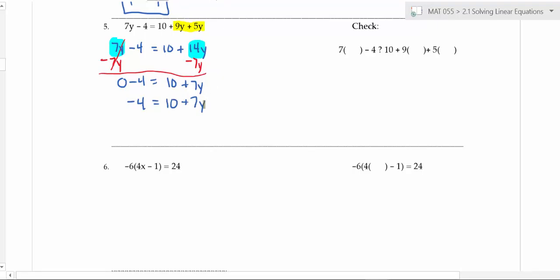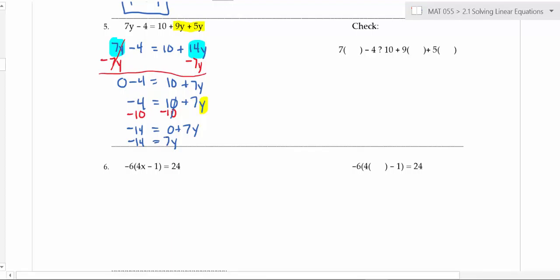Now, when you get to this point, that needs to be by itself. So that means the 10 and the 7 have to go away, so y is by itself. So this 10 is added. It's a positive number added. So we need to subtract it from both sides. So you would get negative 4 minus 10 is negative 14. That would go to 0. So you get this. Then this would be negative 14 equals 7y.